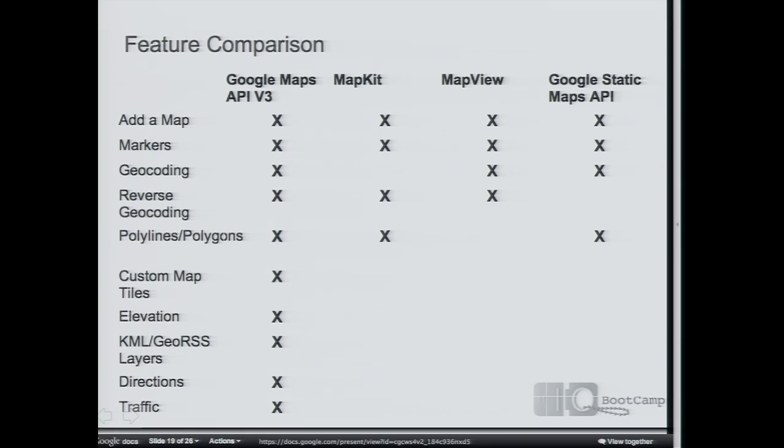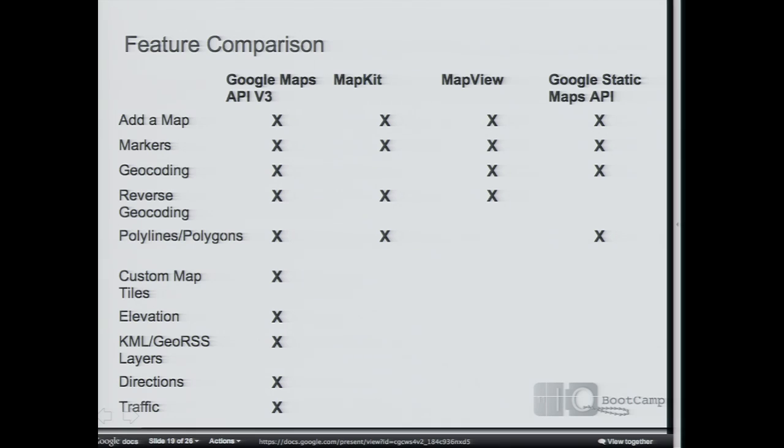Everybody does the basics, except you'll notice one here: geocoding seems to actually be missing from MapKit. Geocoding is the process of taking an address and turning it into latitude and longitude. So that's their choice. They chose not to expose that through MapKit.